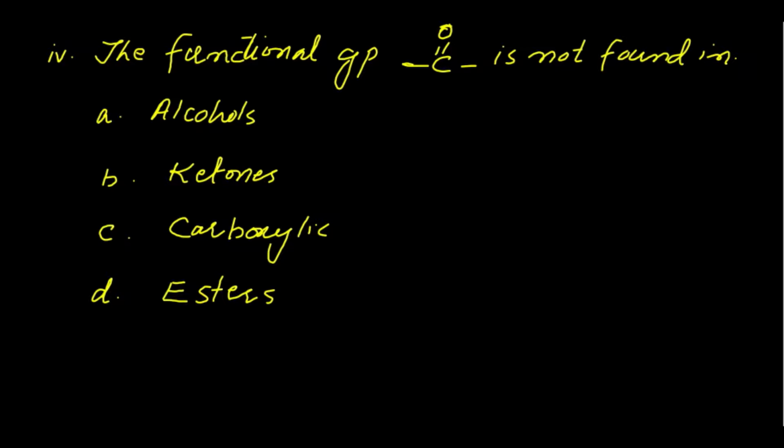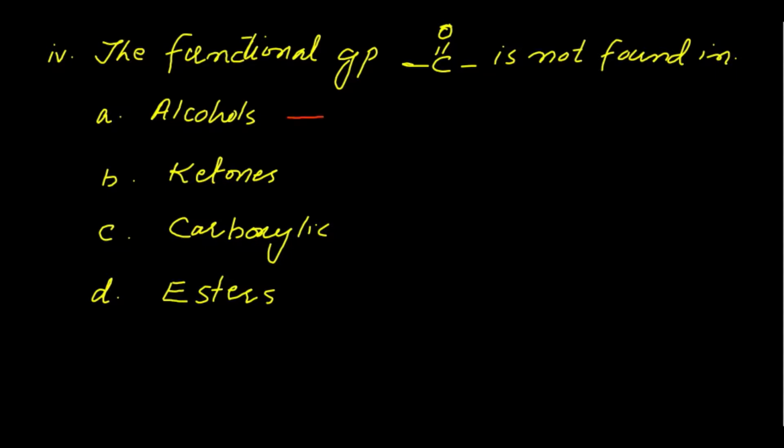In the next question, what is the question, students? The functional group C double bond O is not found in. Students, this functional group C double bond O is known as the carbonyl group, right students? Here some compounds are given to us and we are asked to choose the compound which will not contain this functional group, that is the carbonyl functional group. Now we will see which is the correct option.